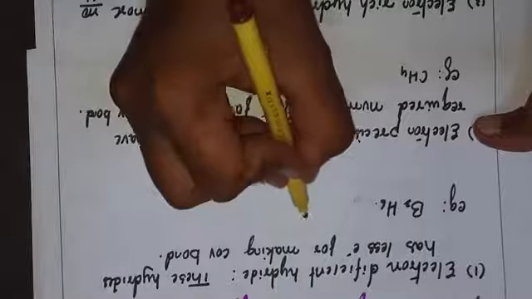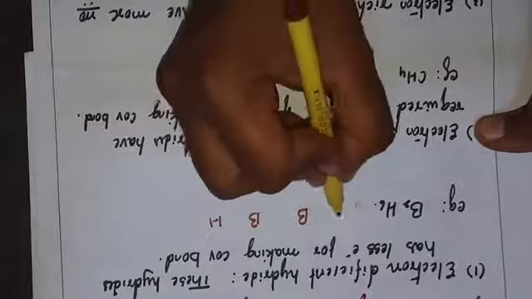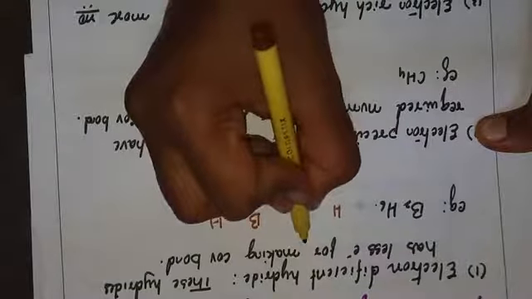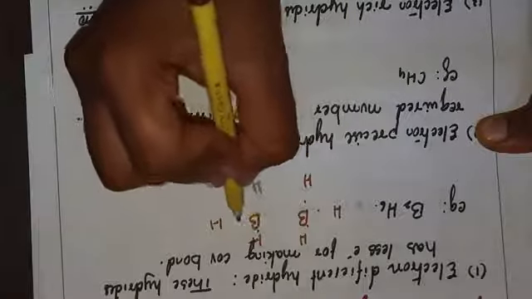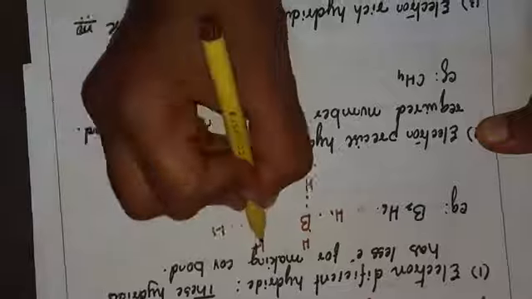Firstly, what do you mean by electron-deficient hydrides? These are the hydrides which have less number of electrons in order to form covalent bond. Let us consider the example B2H6. B2H6 is known as diborane. This is the structure of diborane. As we know, the boron consists of 3 electrons in its valence shell, and hydrogen has 1 electron in its valence shell.